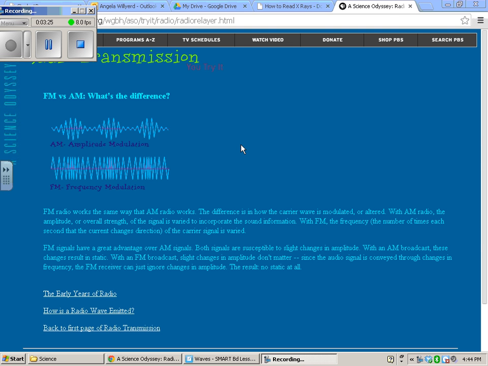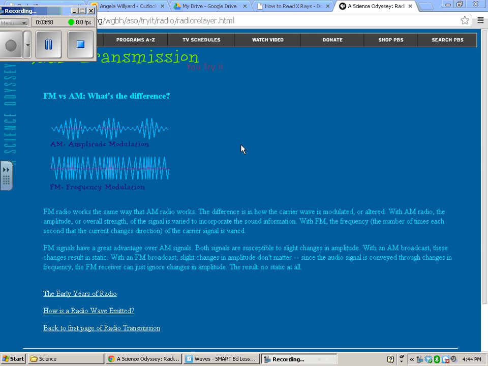But FM signals have a great advantage over those AM signals. Both signals are susceptible to slight changes in amplitude. And with the AM broadcast, these changes result in static. But with an FM broadcast, any changes in amplitude don't matter because the audio signal is conveyed through changes in the frequency and not in your amplitude. So the FM receiver can just ignore the changes in amplitude, and so there's no static at all.